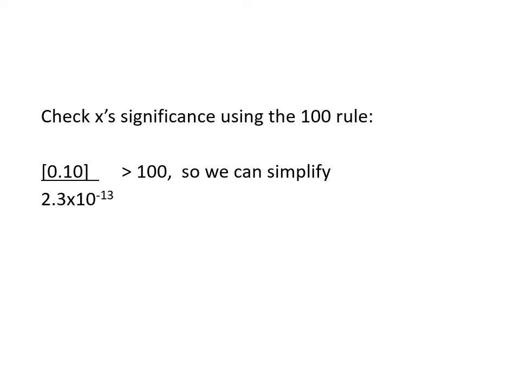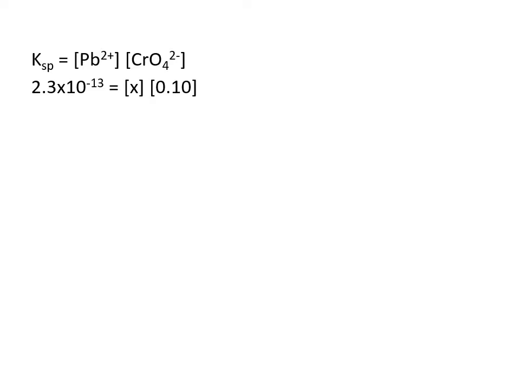We can use the 100 rule to check that: if the concentration divided by the KSP is over 100, we can simplify. Therefore, we can set up our KSP expression with just 0.1 instead of 0.1 minus x, because we're saying x is going to be really small when compared to 0.1. Let's just ignore it. It's not going to make much of a difference.